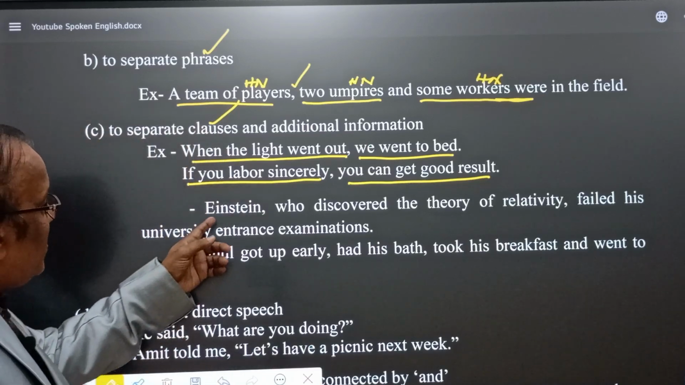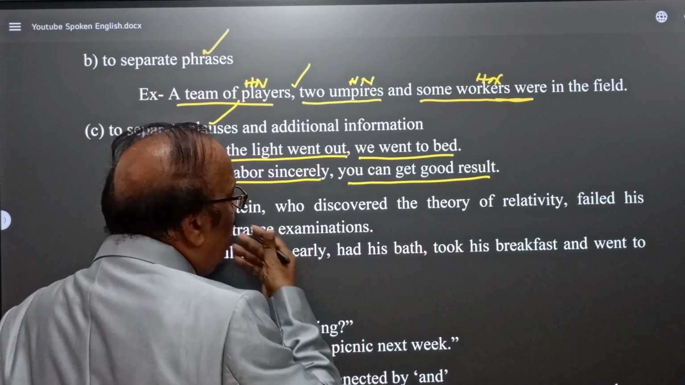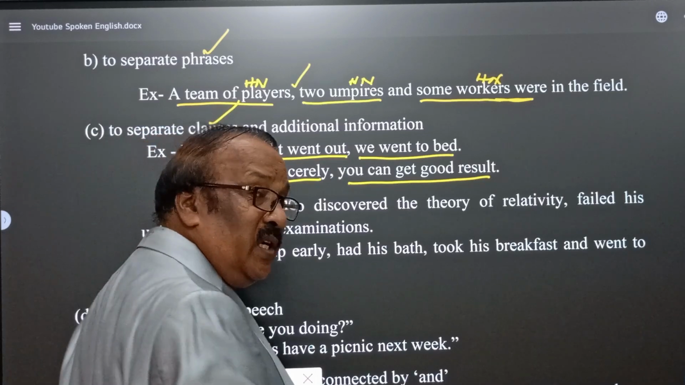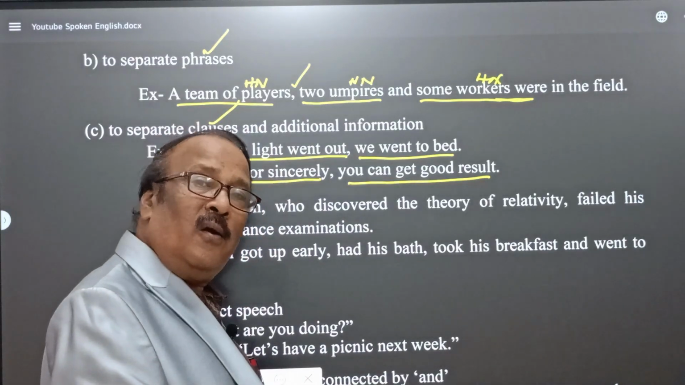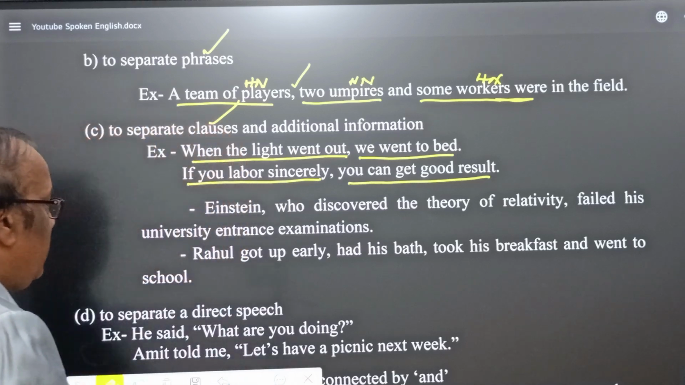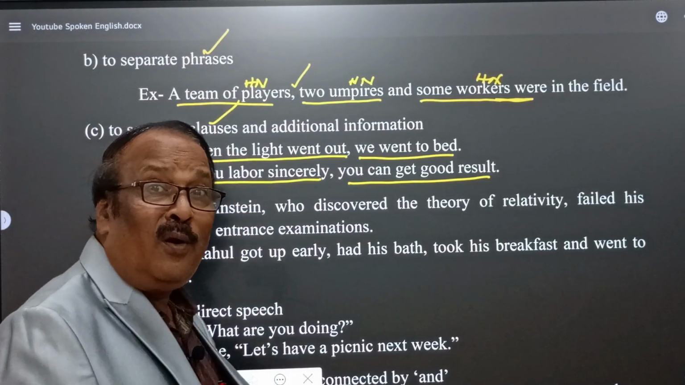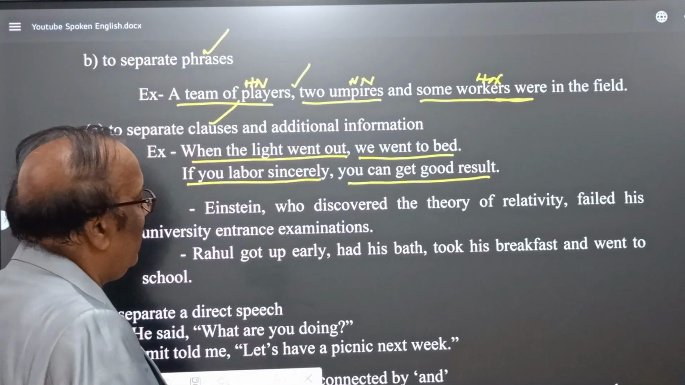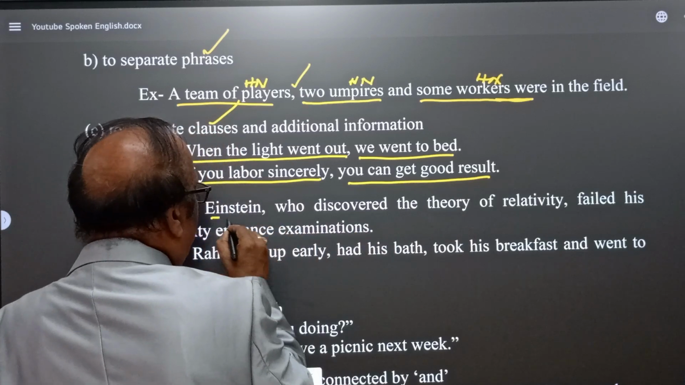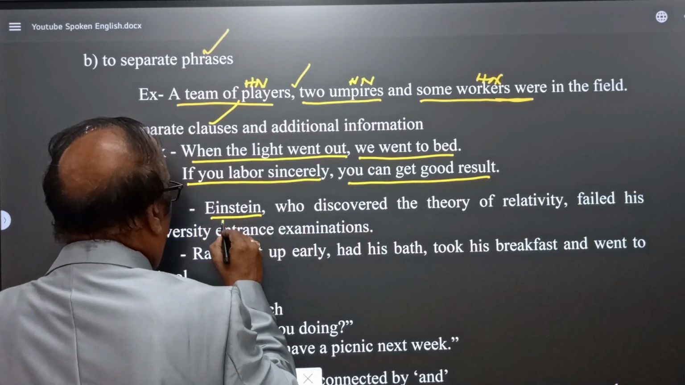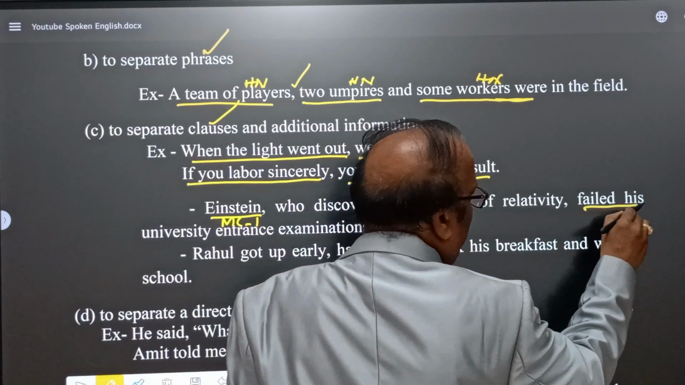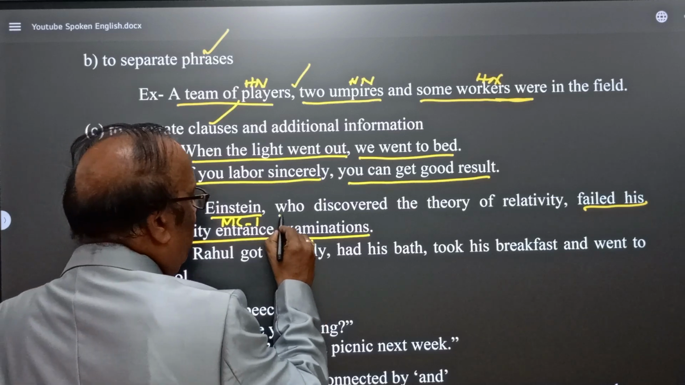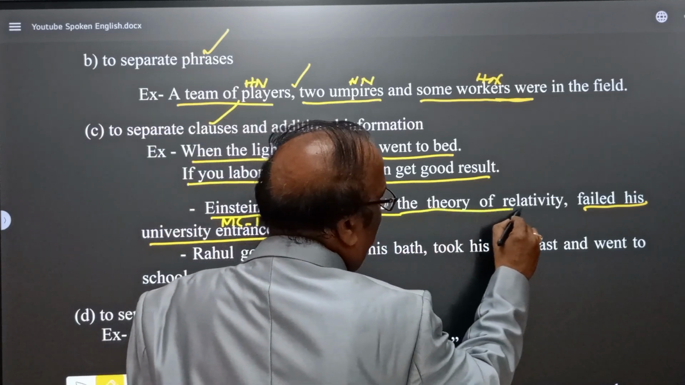Yes. Now comes Einstein: Einstein, who discovered the theory of relativity, failed his university entrance examinations. A very interesting idea: such a great, world famous scientist also failed his university entrance examination. But he was not a bad student. He was a good, brilliant student. Here we find Einstein, main clause part 1, and failed his university entrance examination, main clause part 2, and in between, who discovered the theory of relativity.